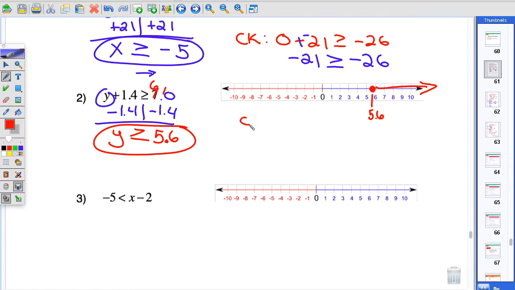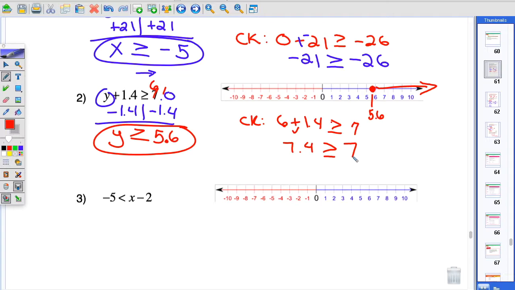So to check it, you would pick any number greater than or equal to 5 6/10. Let's pick 6. 6 plus 1 4/10, is that greater than 7? When we add, we get 7 4/10, and that is greater than 7. So 5 6/10, or any number greater than 5 6/10, is a solution.